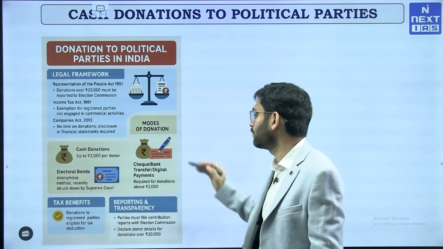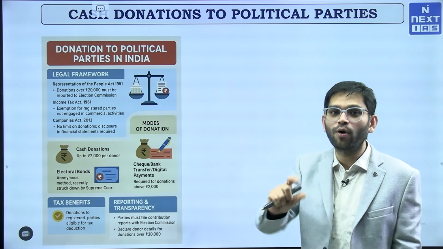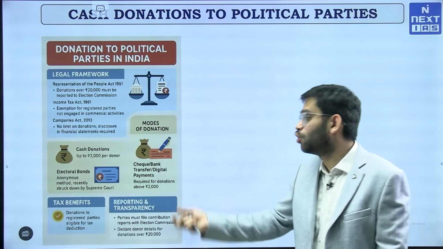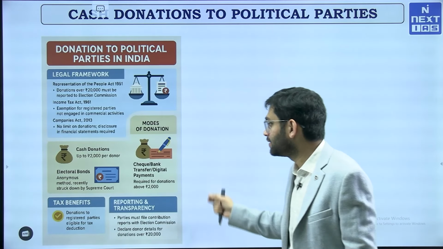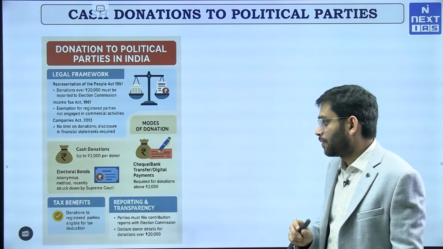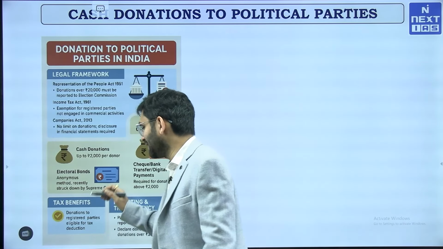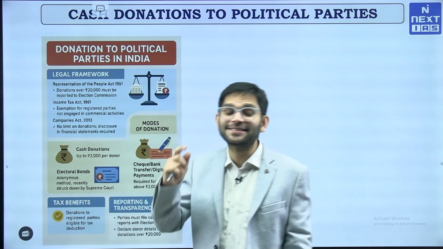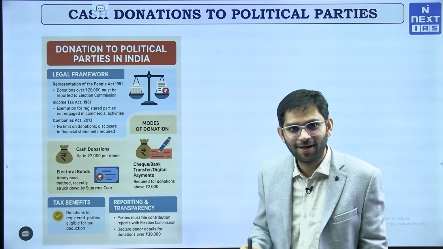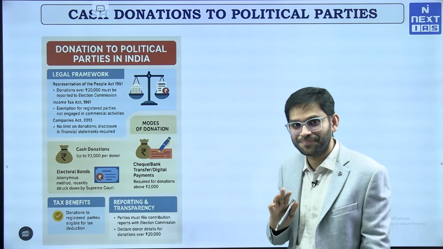struck off, and next is modes of donation: cheque, bank transfer, digital payments are required for above 2000. Below 2000 you can give in cash. For above 2000 you will have to give in cheque, bank transfer or digital payments. Okay. Now, very important thing, tax benefit. Donations to these registered parties are tax exempted, they are eligible for tax deduction.